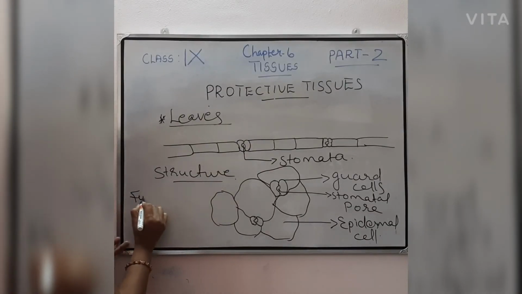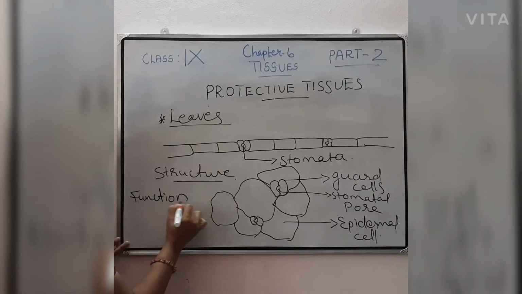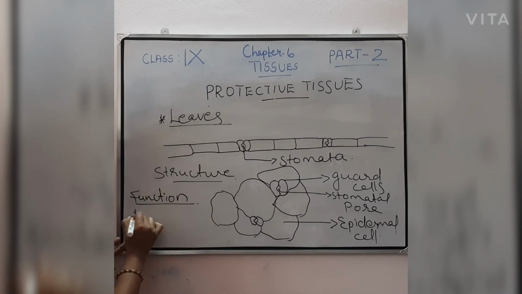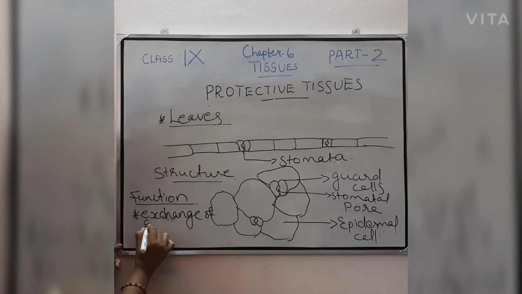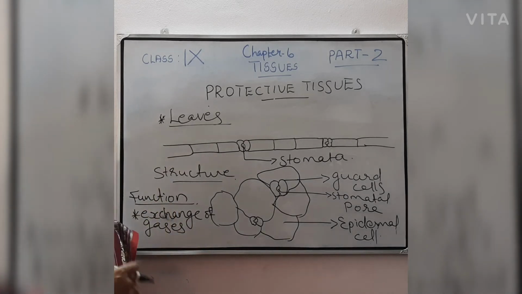Then what is the function of this stomata? There are two functions. One is the exchange of gases. Which gases are they exchanging? Through the stomata, they take carbon dioxide from the atmosphere for photosynthesis, and after photosynthesis they release oxygen through the same stomata into the atmosphere. So taking carbon dioxide and releasing oxygen is the exchange of gases.